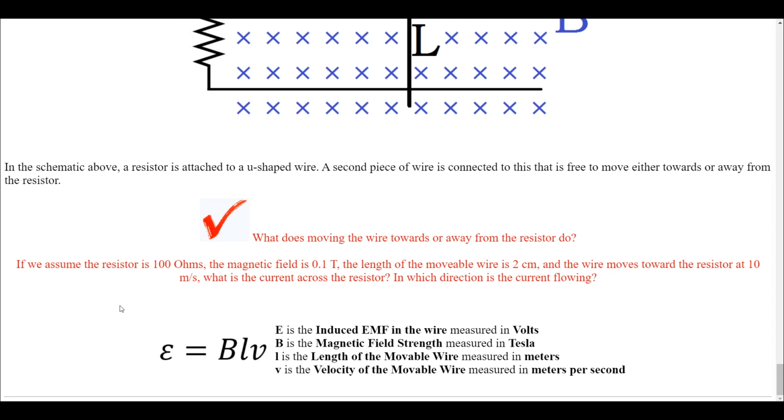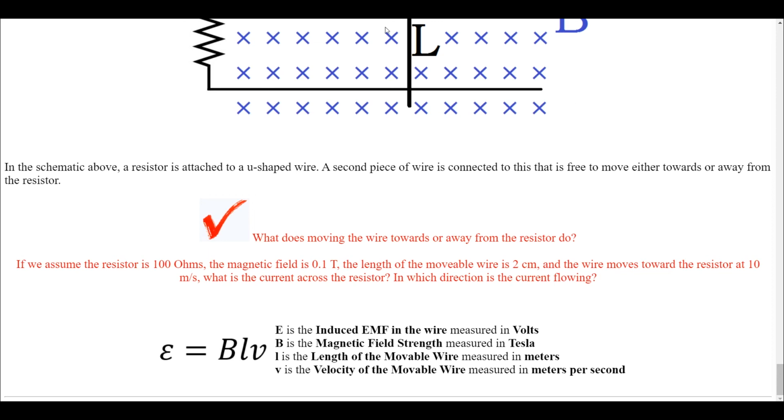And that's it for magnetic fields. I think that it would be a good idea to end this video by asking you guys to try this problem in red right here. Moving the wire towards or away from the resistor is going to create some induced voltage. And let's try to find out what current we get out of that if we know that this resistor here is 100 ohms and the magnetic field it's sitting in is 0.1 Tesla. Let's say that this movable wire has a length of 2 centimeters and it's traveling at 10 meters per second.